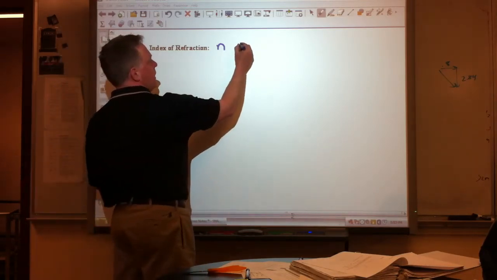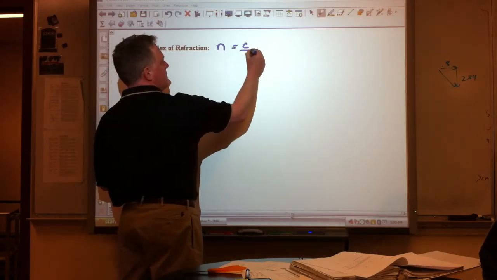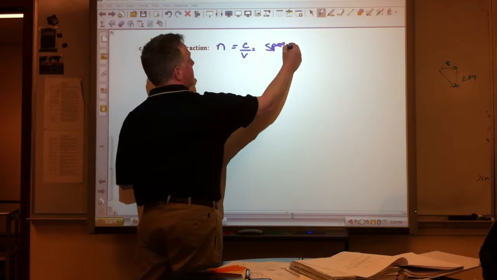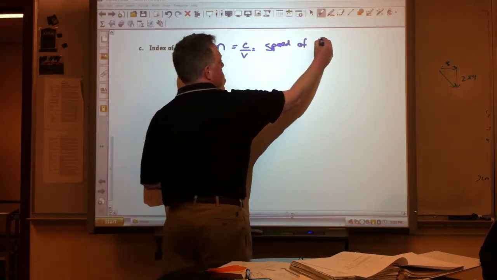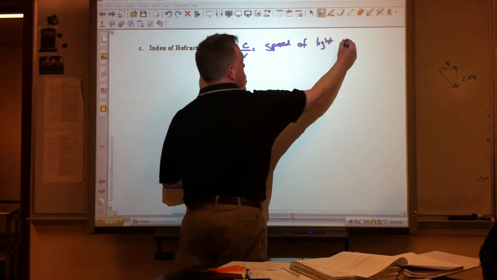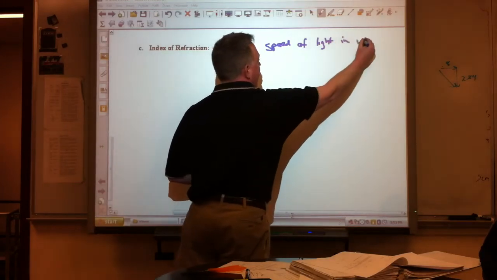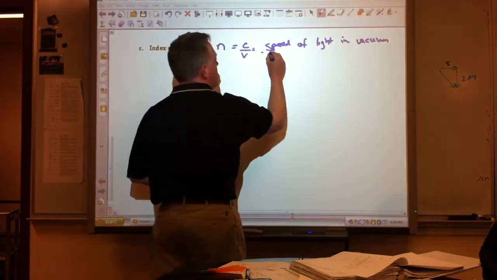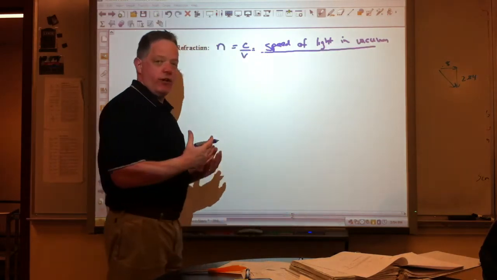The equation for it is n equals c over v. C is the speed of light in a vacuum, and v is going to be the speed of light in the material that we're studying.